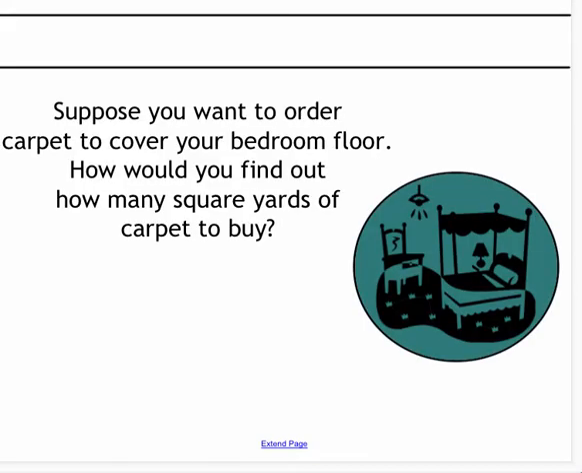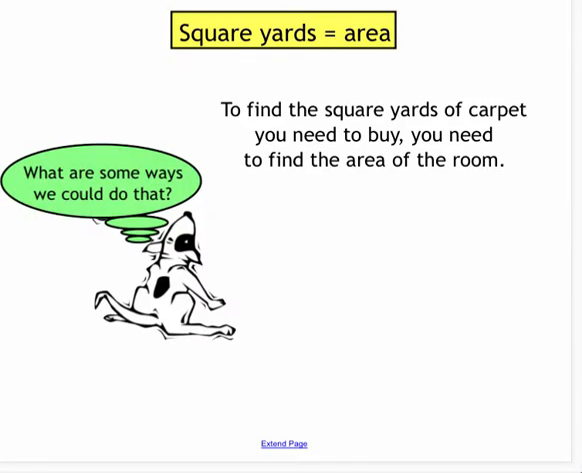Suppose you want to order carpet to cover your bedroom floor. How would you find out how many square yards of carpet to buy? Square yards equals area. To find the square yards of carpet you need to buy, you would need to find the area of the room. What are some ways that we could do that?